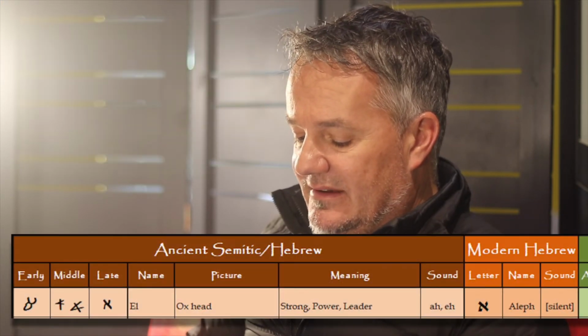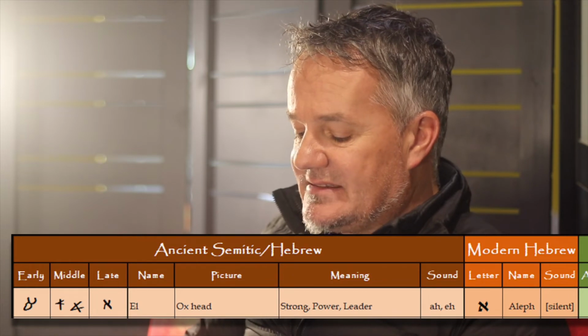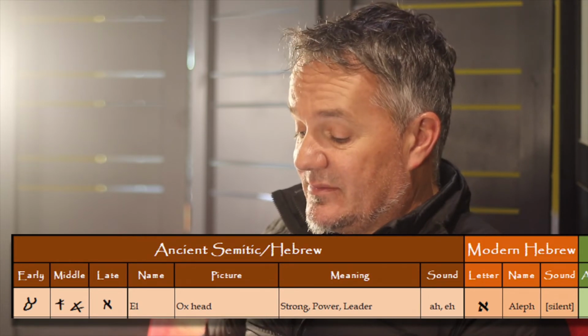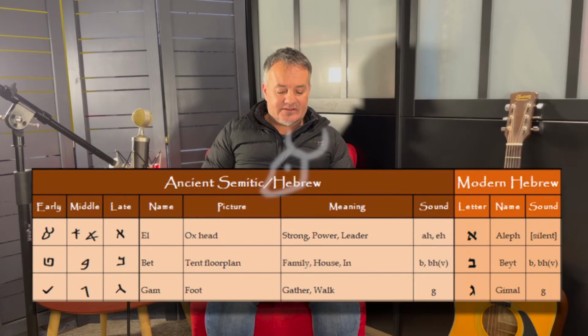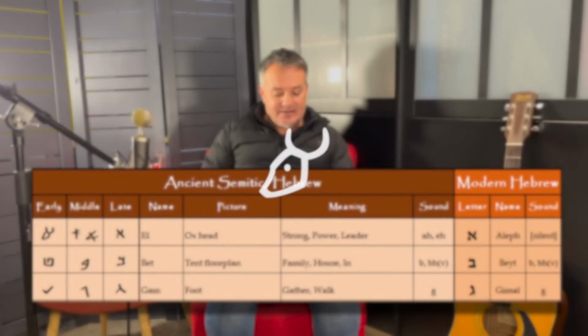For example, the letter Aleph in the late Semitic script is very similar to the letter Aleph in the modern Hebrew script. Let's quickly go down the 22 letters right to the left under the early column. At the top we have an Aleph, it's the picture of an ox. Then the Beyt, as you can see, is a picture of a tent floor.